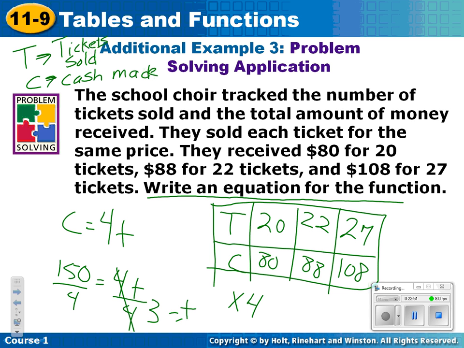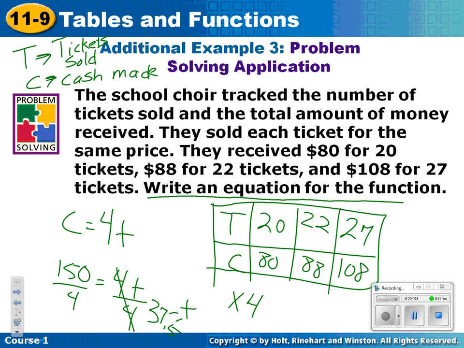Stop guessing. 37.5. Can you sell half a ticket? Hey, focus. Back with me. 37.5. Can you sell half a ticket? So how many tickets do they have to sell in order to make $150? 38. They have to sell one more.